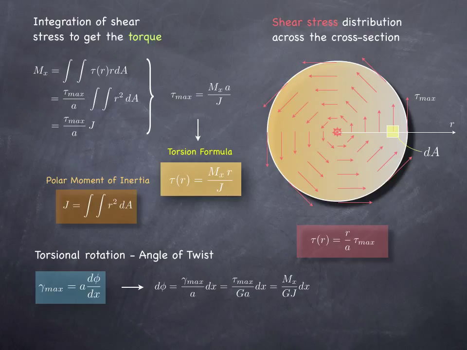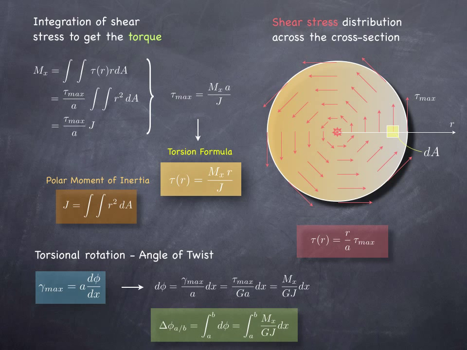After we substitute in the torsion formula, we see that d phi is equal to Mx over GJ, and the GJ is simply called the torsional stiffness, much like EI, if you recall, was called the bending stiffness. We have Mx over GJ times dx, and if we integrate both sides of this equation from, say, position A along the length of the beam to the position B, we will get the increment to the twisting angle on the left-hand side of that equation, and the right-hand side is simply an integral of the torque divided by the torsional stiffness from A to B.